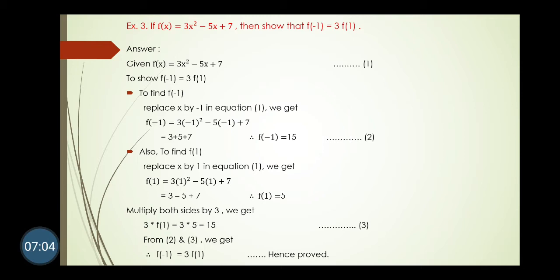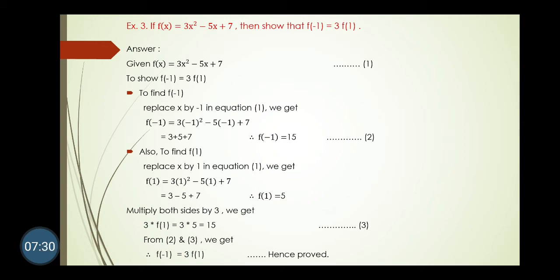Now the next is what? We find f of 1. So to find f of 1, we replace x by 1 in the same equation again. So we get what? F of 1 is equal to 3 into 1 square minus 5 into 1 plus 7. So 3 minus 5 is minus 2 plus 7 is plus 5. After getting f of 1, we want to find 3 into f of 1 here.